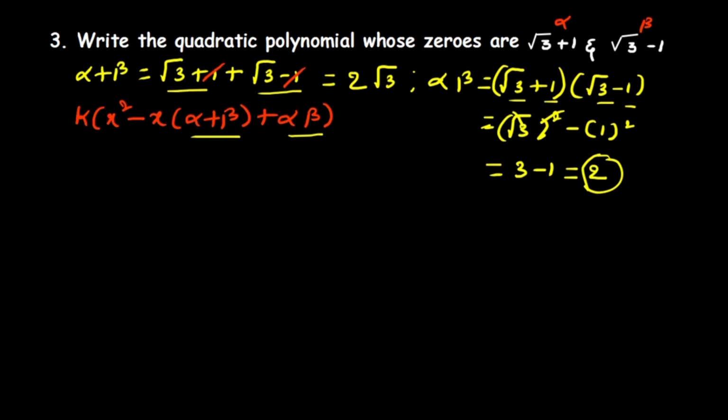Now we can substitute those values in this formula, then k into x square minus x into alpha plus beta, which we got, yes, that is 2 root 3. This 2 root 3 we should write now.